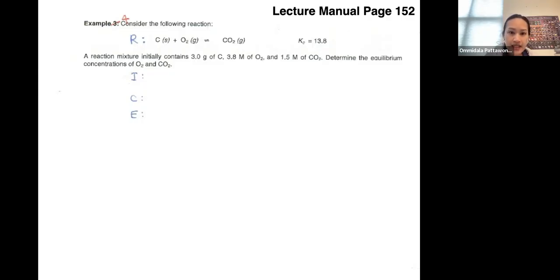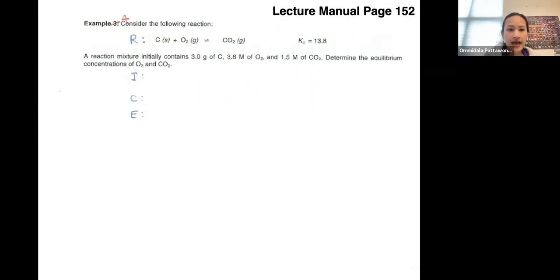In this case, it's giving us the initial concentration of each of these species: carbon, oxygen, and also carbon dioxide. So you are given both reactant and product. Therefore, you will need to determine Q first, in order to find out which direction it is going to shift. Whenever you are given both concentrations of the product and reactant, you need to find Q first to determine the direction of the reaction.